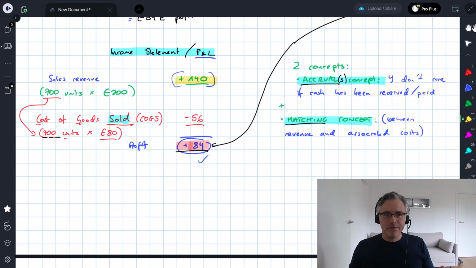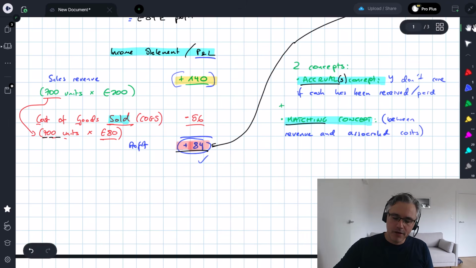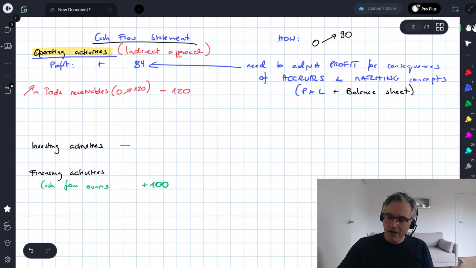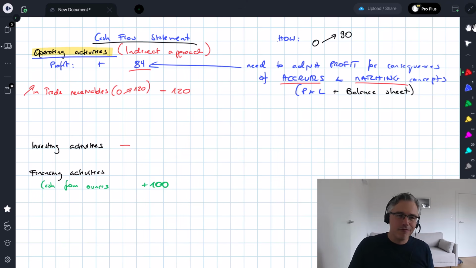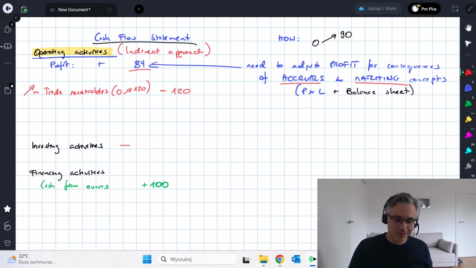Now, from an accruals perspective, 140 is fine, and you use the accruals concept to prepare your P&L. But when you prepare your cash flow statement, you say, well, no, the accruals basis and the matching concept are wrong. We have to focus on cash. But when you start with profit, you now have to make adjustments to correct for the consequences of both the matching and accruals concepts. So that was one thing.